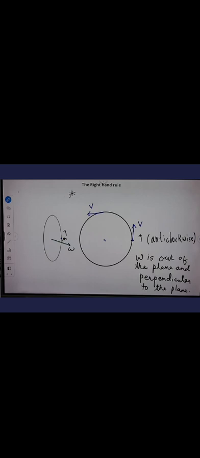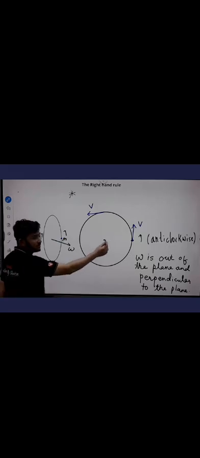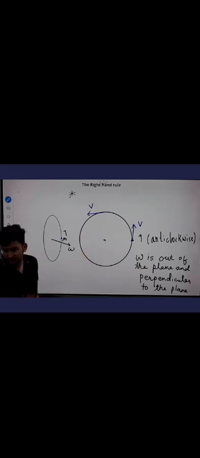Angular velocity and angular displacement. This one is tangential speed, something which is pointing out. That is angular speed. If you have angular velocity, angular acceleration, or angular displacement, they always point out of the plane, and always perpendicular to the plane.